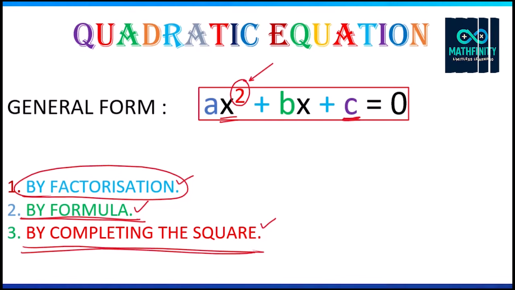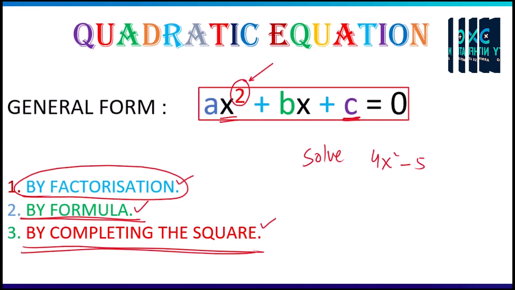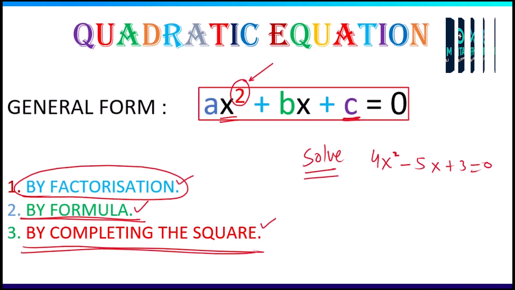Sometimes they give you a free option. They will write the question, like solve 4x square minus 5x plus 3 equal to 0. This is just an example. They will give you the quadratic equation and not put any condition, they will just write solve. So you are free to use whatever method you want, either factorization or formula or completing the square method. You can use any one of them.